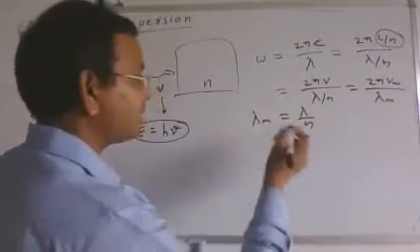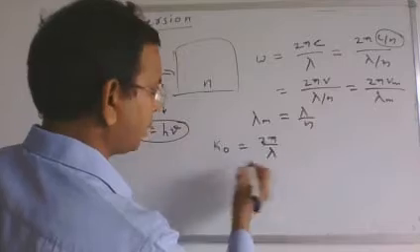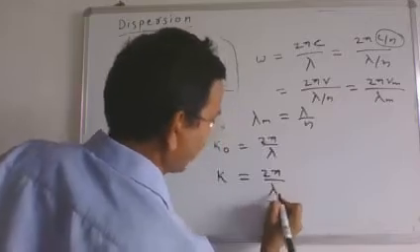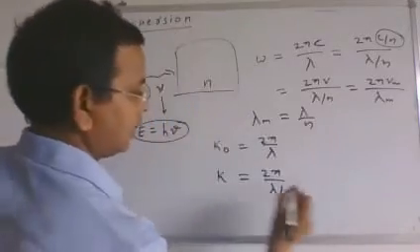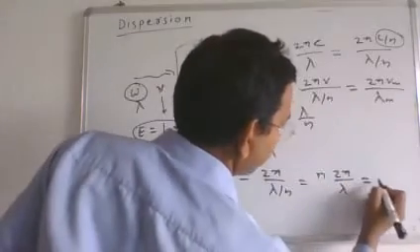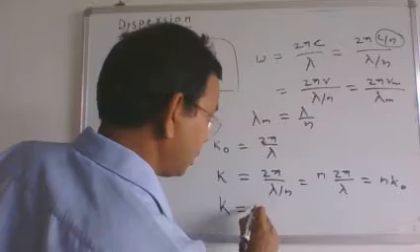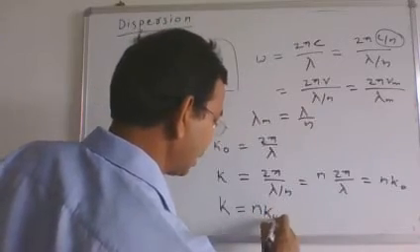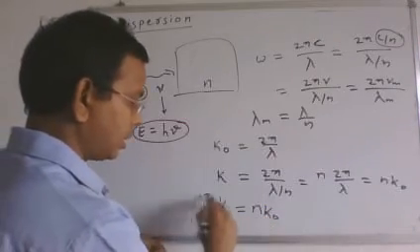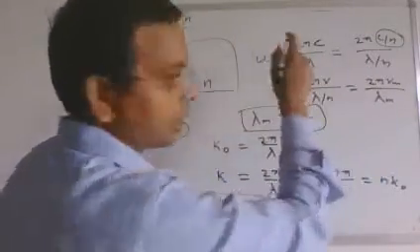So what happens to propagation constant in medium? k naught was 2 pi by lambda in free space, and k in medium is nothing but 2 pi by lambda by n, so it's nothing but n times 2 pi by lambda, nothing but n times k naught. So we can say propagation constant k in any medium with refractive index n is n times k naught, where k naught is the propagation constant in the air or free space. So this is again a very important equation. All these equations are very important.